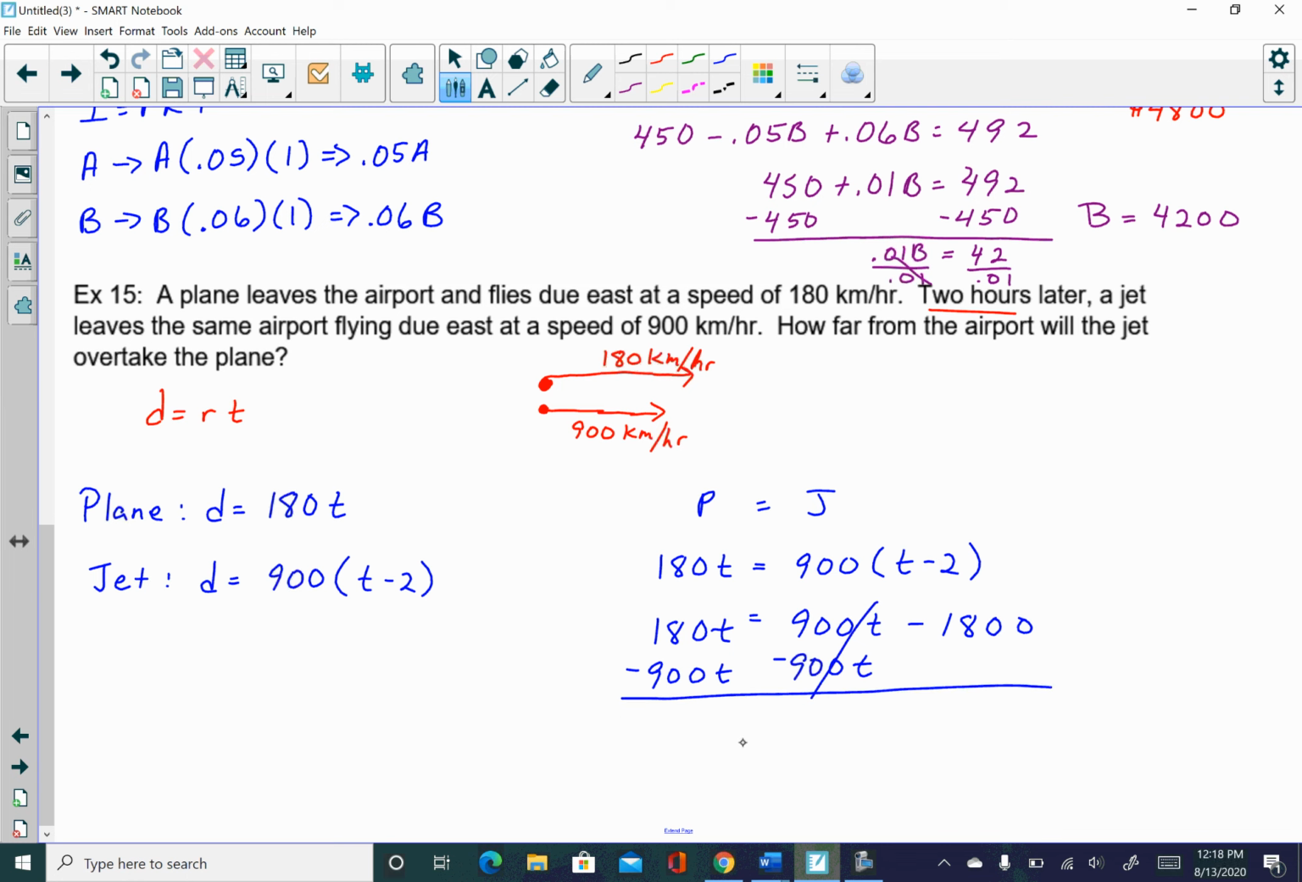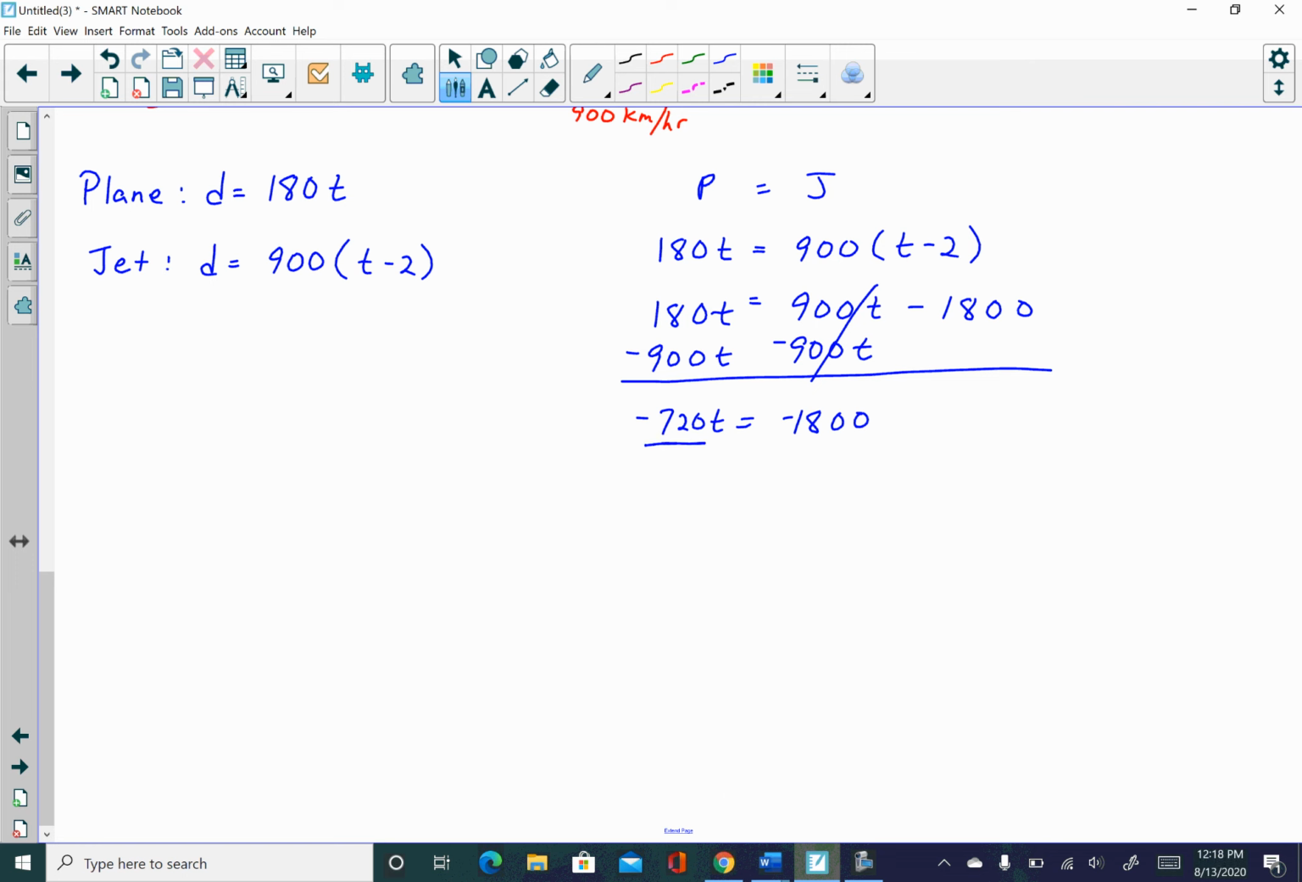It'll cancel out over here. 180 minus 900 is going to give you a negative 720t. And then this is going to be a negative 1800. Now, last step, divide by negative 720. Cancels out, and so t equals, and a negative divided by a negative is going to give you a positive.